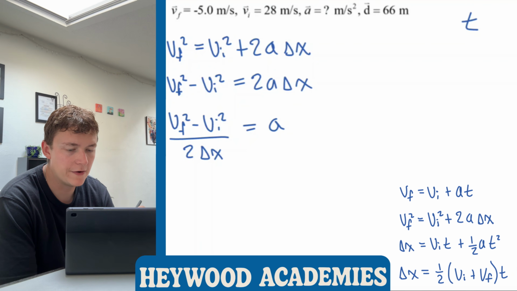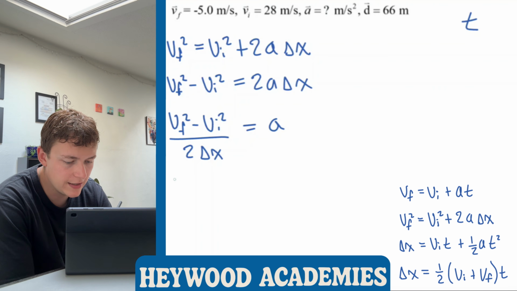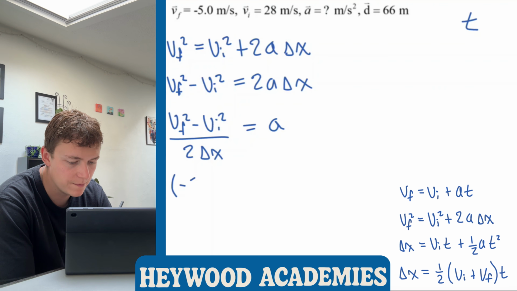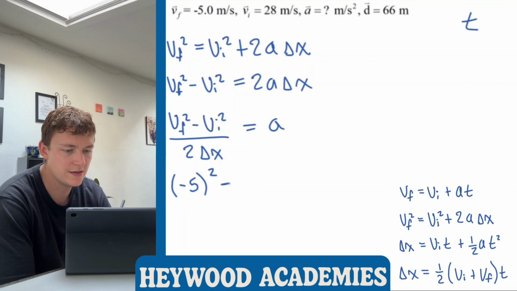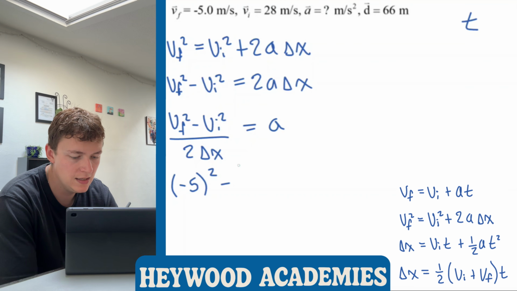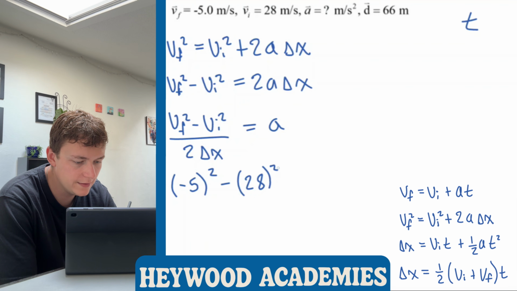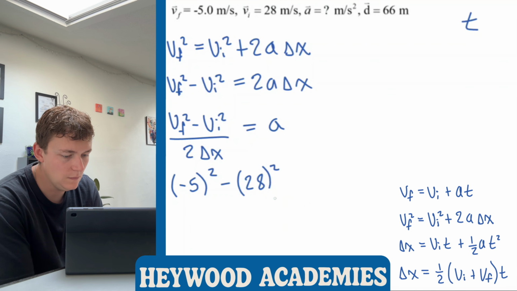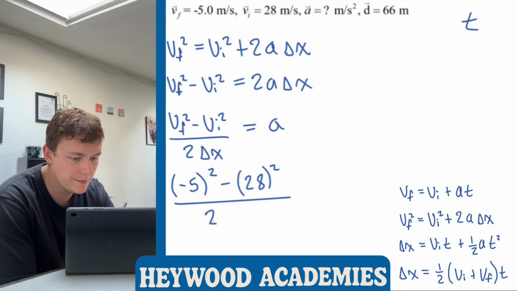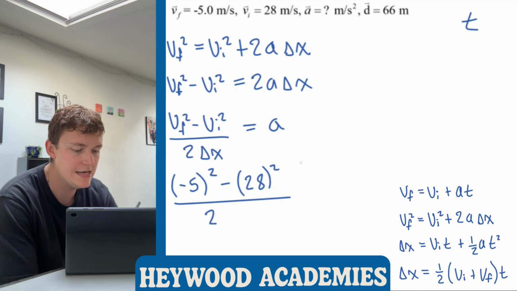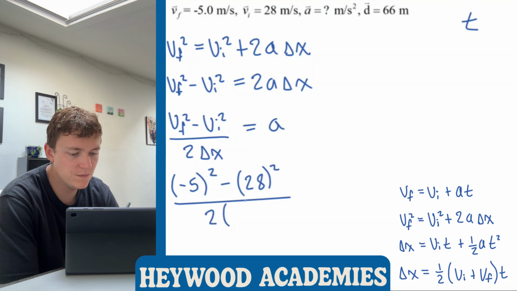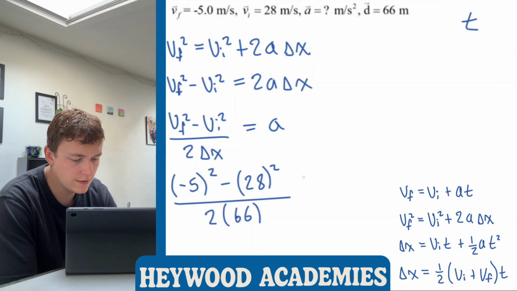Now we can go ahead and plug in our numbers. When we do this though, we got to be a little bit careful. I always put the brackets here to make sure I'm putting this in right. So this is minus 5 squared, because that's our negative 5 is our final velocity, and then minus 28 squared. And then on the bottom, we've got 2 times delta x. Again, they use d here for displacement, so we're going to put in 66 on the bottom.